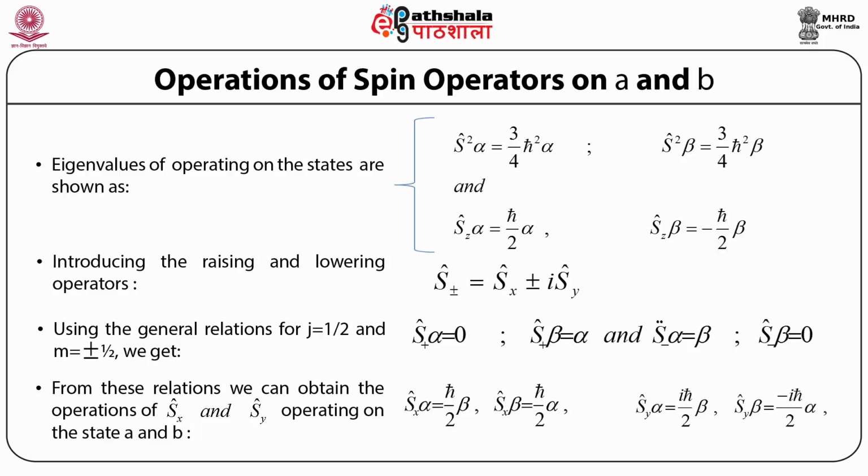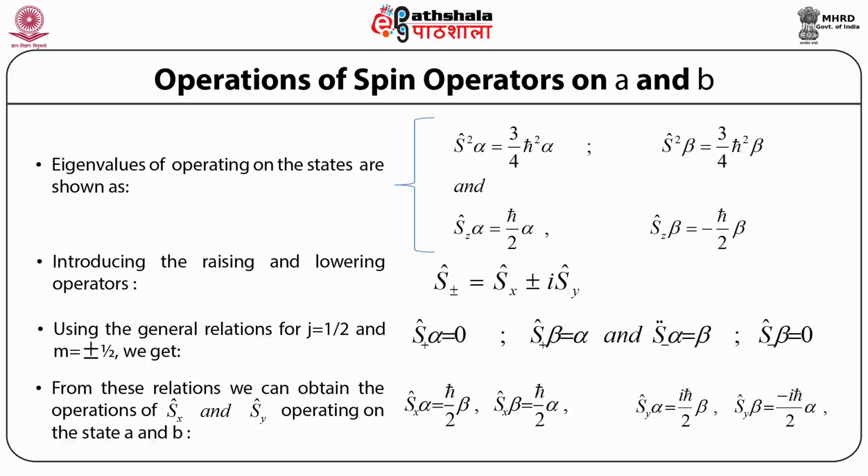Similarly, the operator Sx acting on eigenstate beta returns h cross by 2 alpha, where h cross by 2 is the eigenvalue and alpha is the corresponding eigenstate, that is the spin up state, when the x component of the spin operator acts on the spin down state.